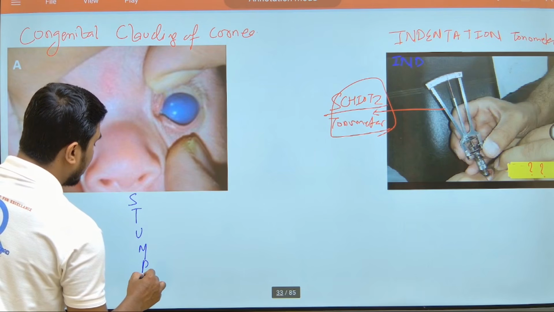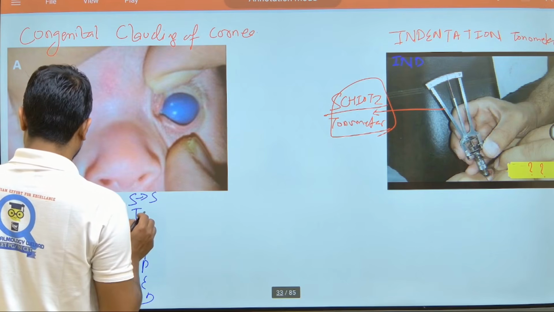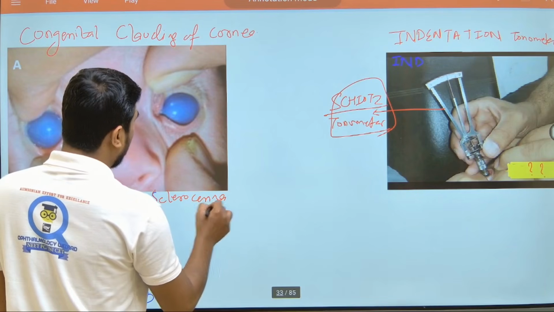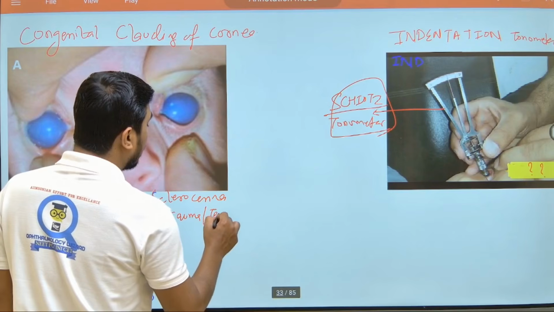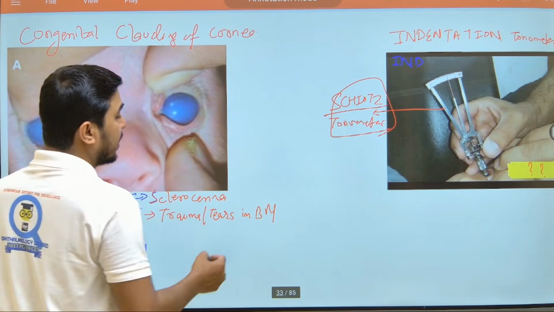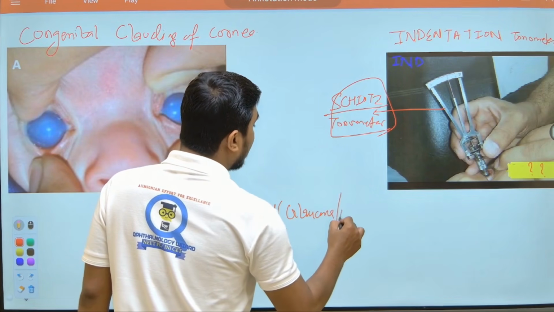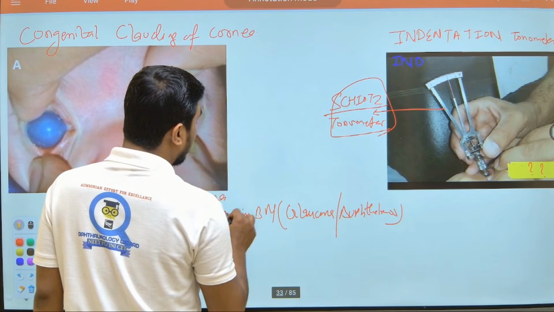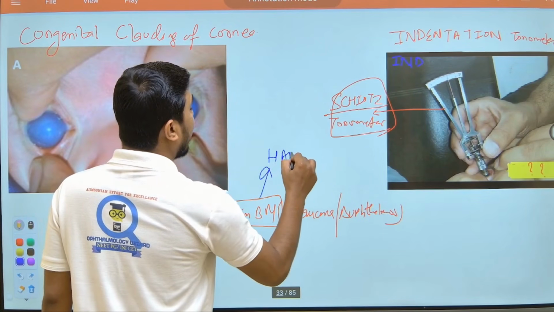STUMPED. S for sclerocornea, T for birth trauma or tears in the basement membrane of the cornea. This is the glaucoma, or we can say it is buphthalmos. Okay, they are talking about tears, meaning the Haab's striae.